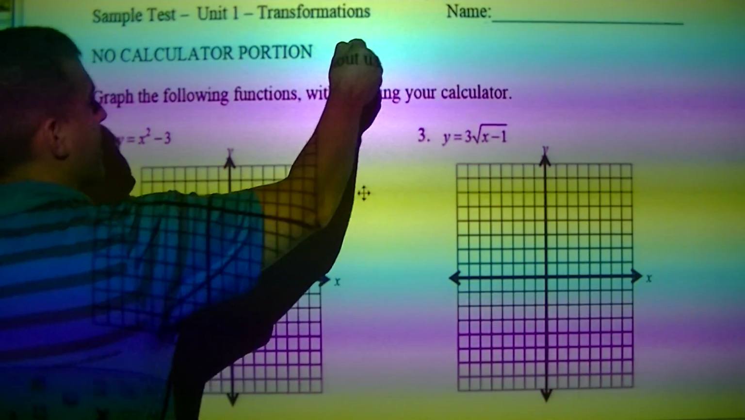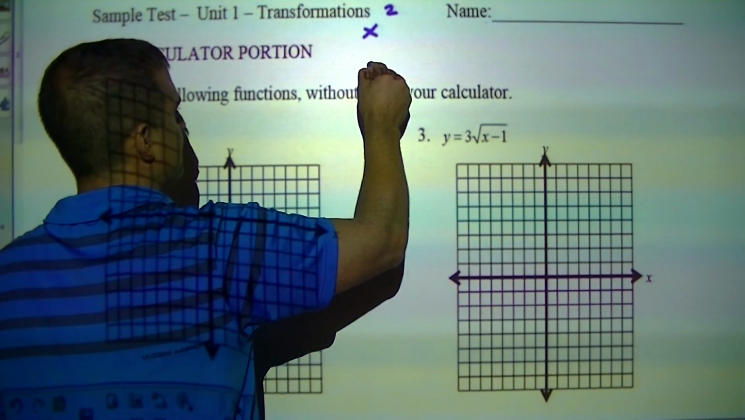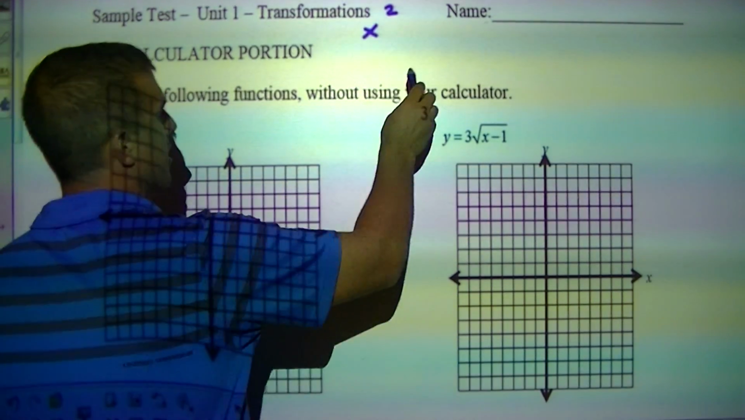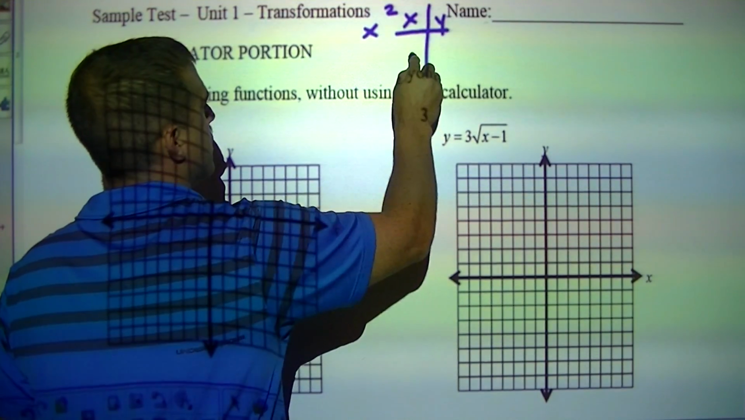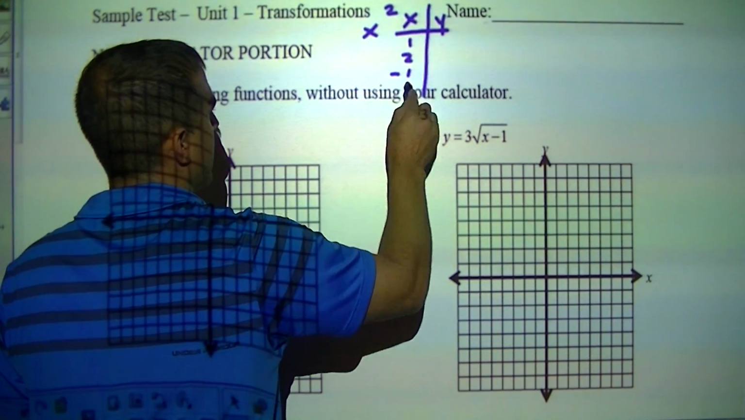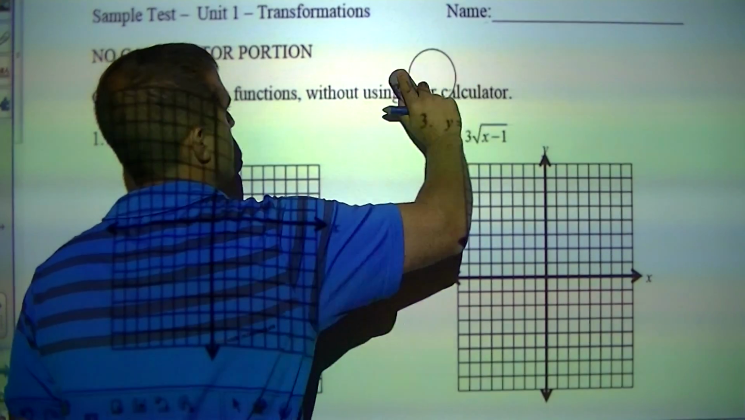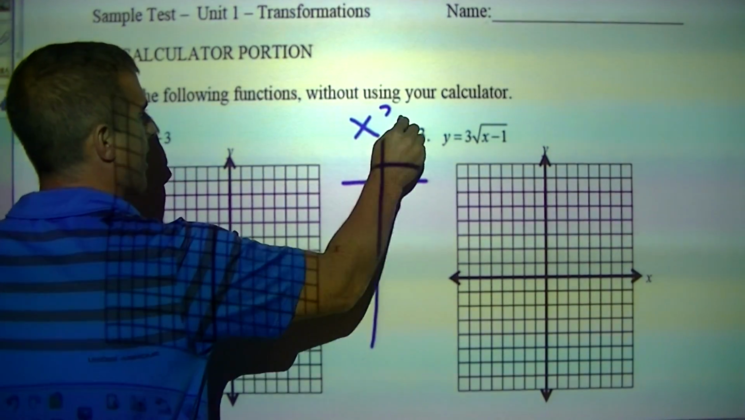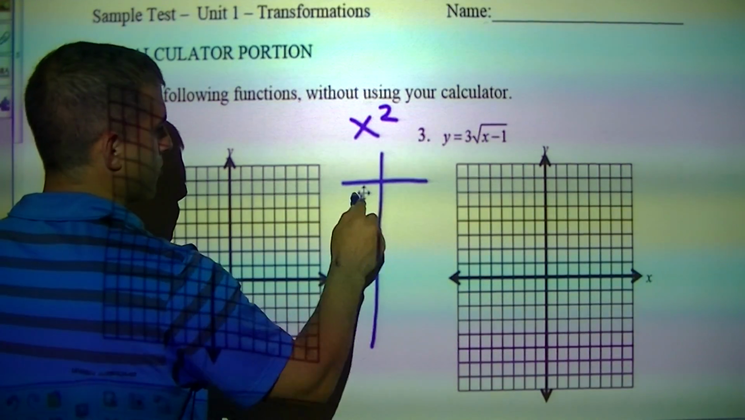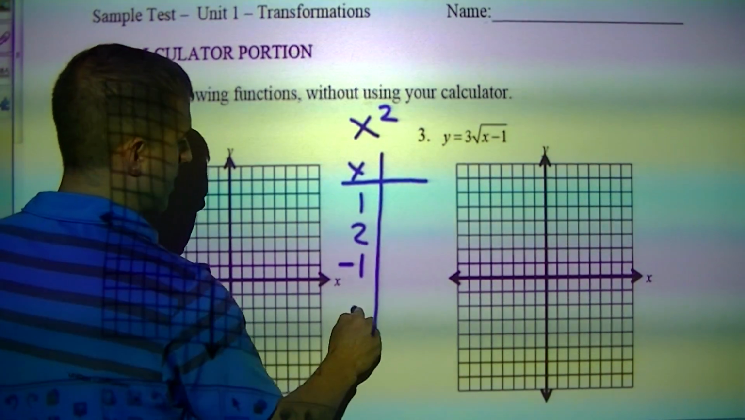But if you've got a quadratic, what we want to do for key points is use 1, 2, -1, and -2. I need a little more space, so I'm going to do it right here. So if you've got a quadratic, what you're going to want to use is 1, 2, -1, and -2.